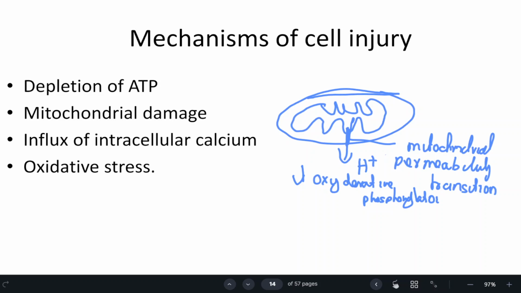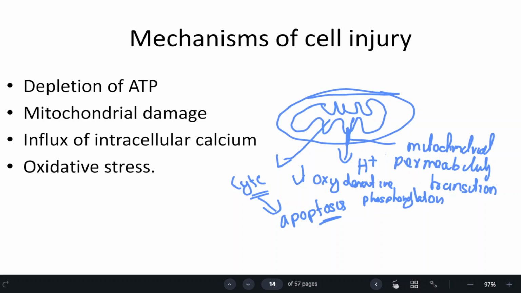Another mechanism is they can leak cytochrome C. Cytochrome C is an integral component of the electron transport chain, so there will be further decline of oxidative phosphorylation. Not only this, the leaked cytochrome C can combine with apoptosis activating factor. So this can lead to apoptosis or programmed cell death. So these are the mechanisms of mitochondrial damage.